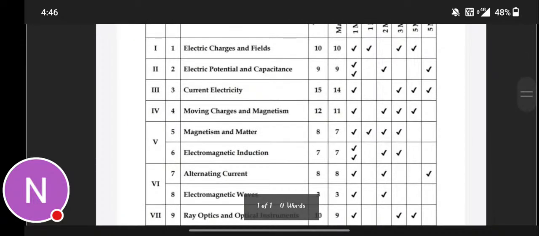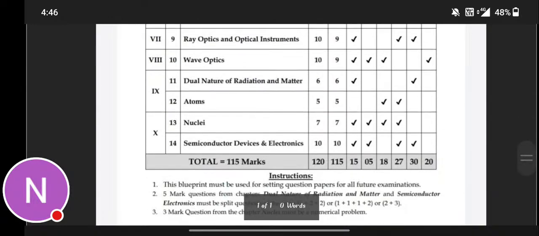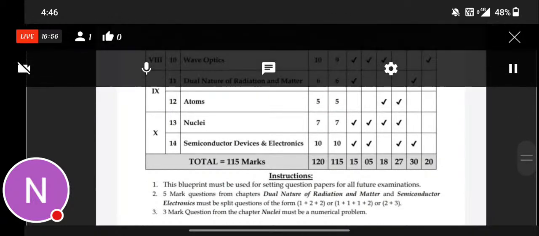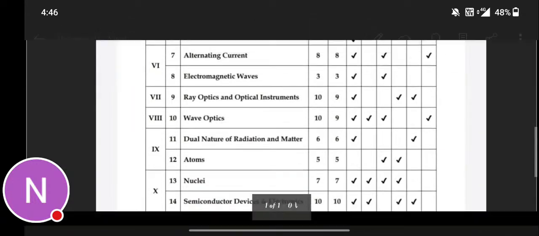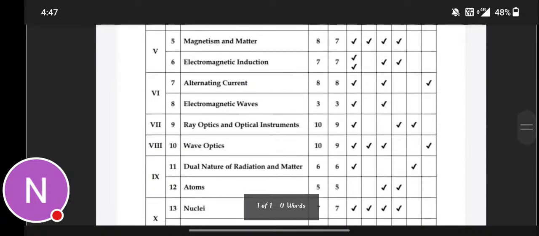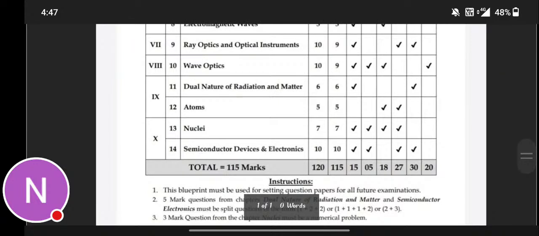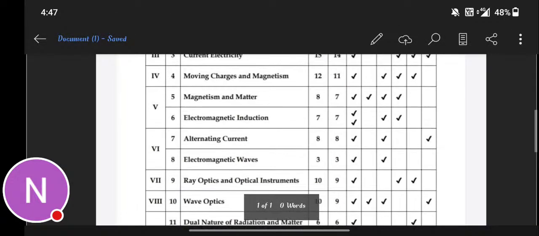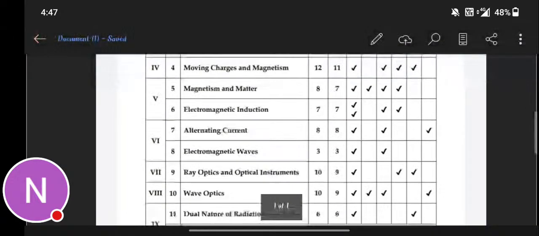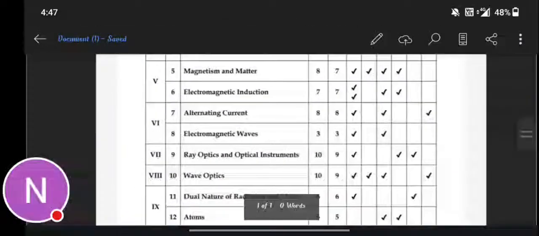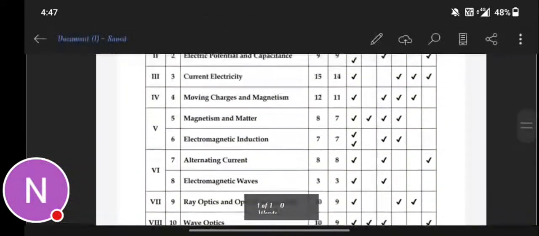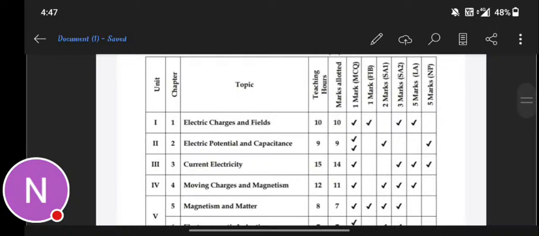So let us take it like this: 14, 11, and you can take semiconductor devices and electronics. This chapter is for 10 marks, right? This is a little bit easy chapter. More explanation is there in this chapter. You can study easily. So let us take semiconductor devices and electronics. This is 10 marks. Here is 9 marks, 14 marks, 11 marks.